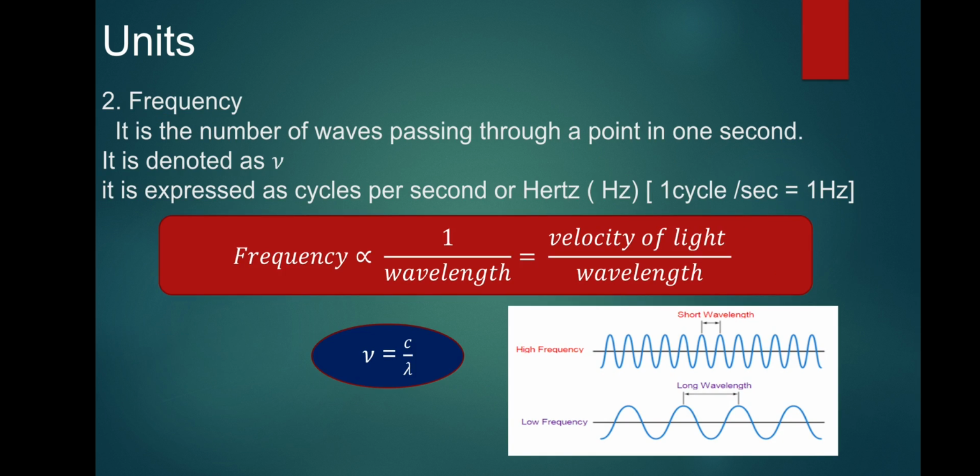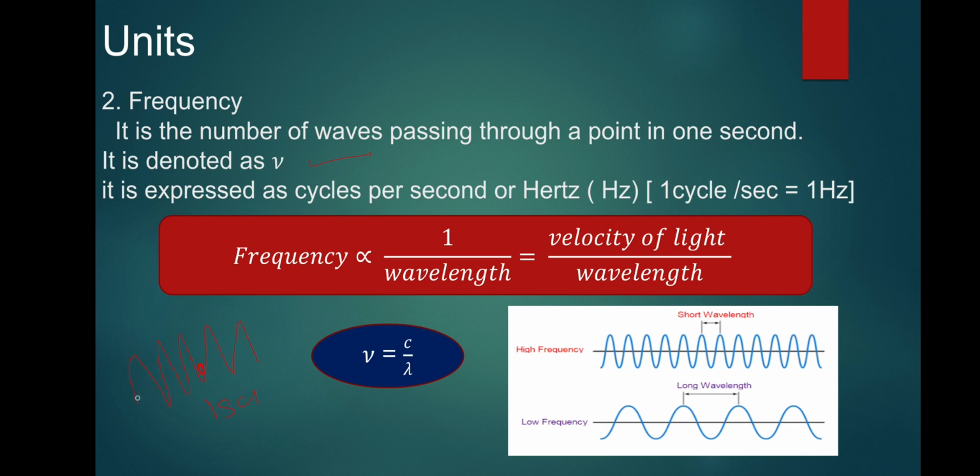Then frequency, it is the number of waves passing through a point in 1 second. If you take a point, the wave is passing like this. If you take 1 second of time, how many waves will pass through this point, that is what is known as frequency. It is expressed by the term nu, in cycles per second.